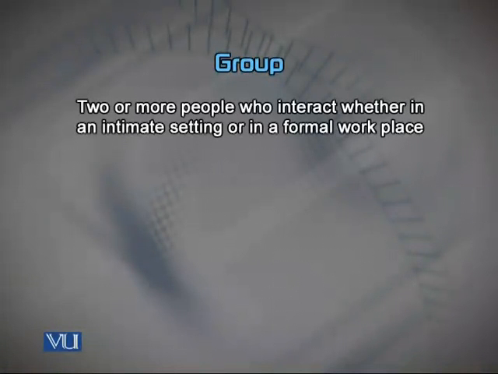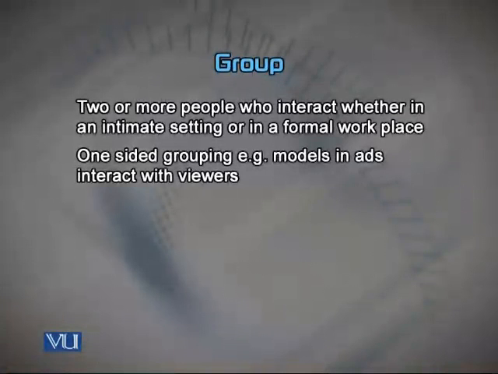So before we go anywhere, we need to define कि group है क्या. Now, group is any two or more people who interact, whether in an intimate setting or in a very formal workplace setting. Now, when I say intimate, that means it's a very close-knit thing like family. Family is more intimate, whereas if you are working in an organization, तो जो लोग आपके आसपास हैं, वो work group के हिसाब से वो भी group कहलाता है. Group यही नहीं है. There are sometimes one-sided group.